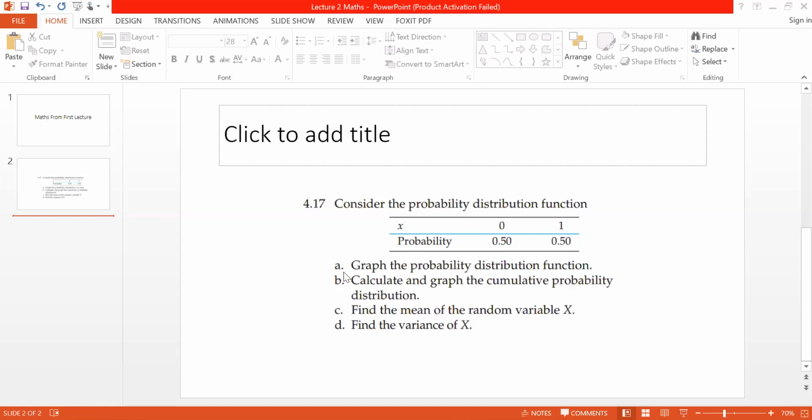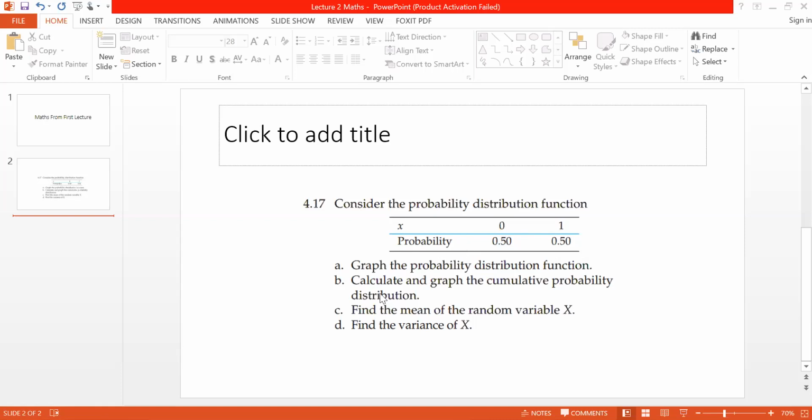Now the first question is graph the probability distribution function. I will not do it, you will do it in your own copy. Graph the probability distribution function. In order to do that, you will have to plug in the x values in the x-axis and probabilities in your y-axis and then draw the graph. It shouldn't be difficult for you.